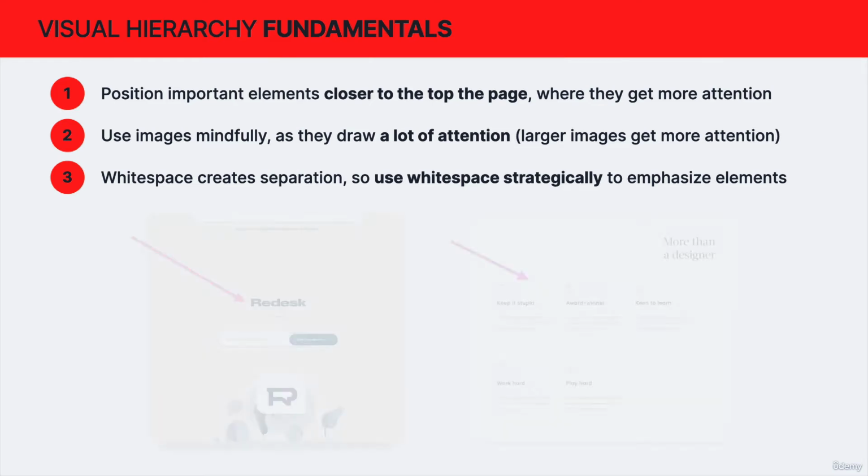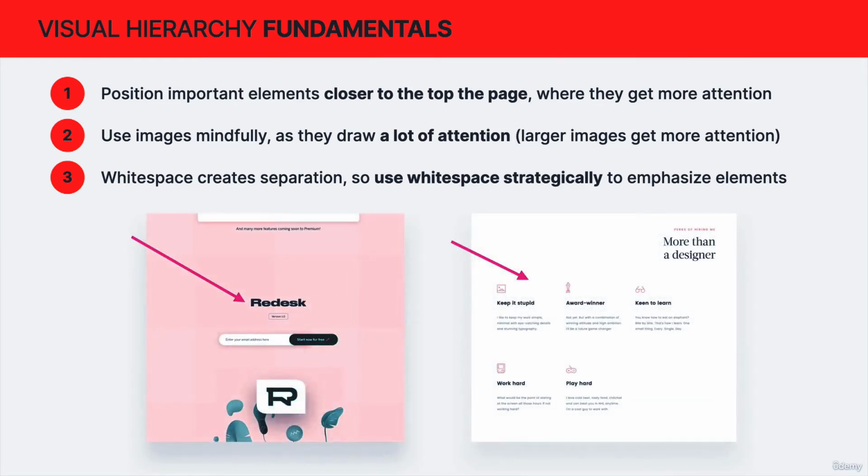So for example, in these 2 designs, they have a lot of white space around the most important part of this page. So on the left especially, there is a ton of white space basically around this sign up form, while on the right side there is a huge amount of white space between the 2 rows and also really around these 5 feature blocks.